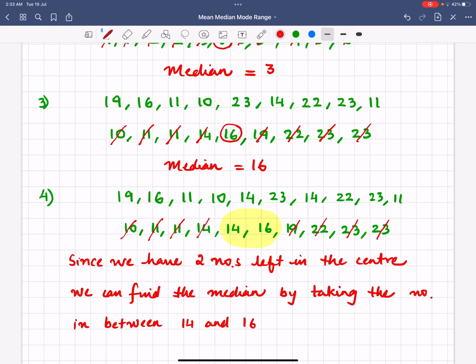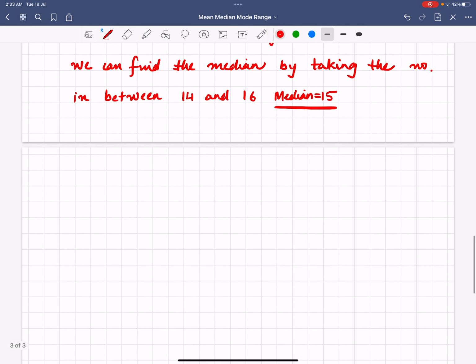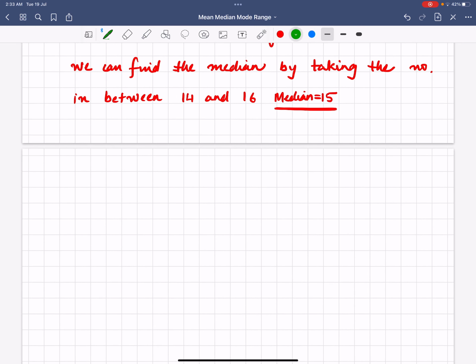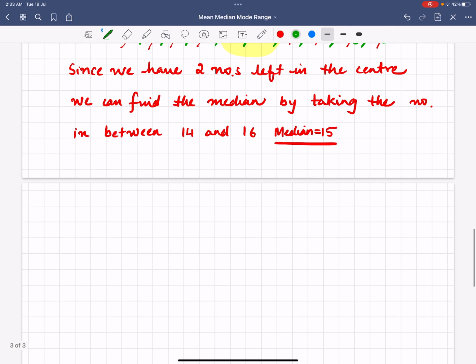So what is the number that comes in between 14 and 16? It is the number 15. So we can write 15 is the median. So median is equal to 15. Why? Because 15 comes in between 14 and 16. Let's try one more example. I'll write the questions and you can try this on your own.